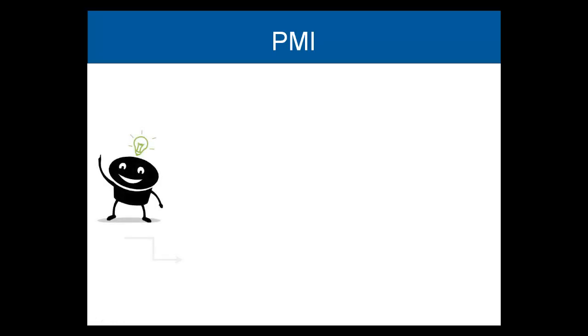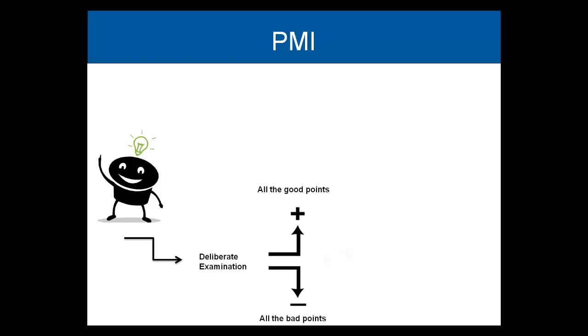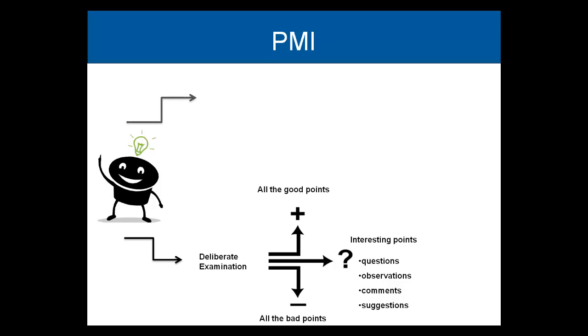So the PMI is a deliberate examination of the idea for good, bad, or interesting points instead of immediate acceptance or rejection of the idea. Without a PMI, most judgments are based not on the value of the idea itself, but on your emotions at that time. With a PMI, you decide whether or not you like the idea after you have explored it instead of before.